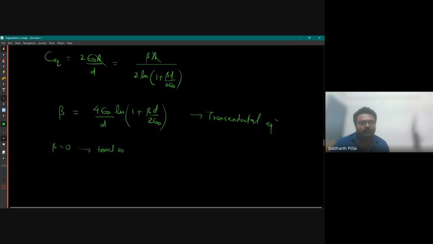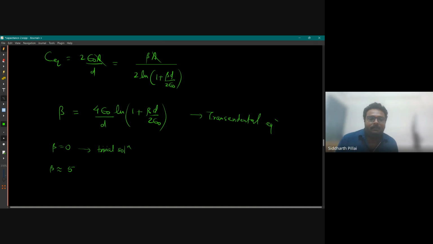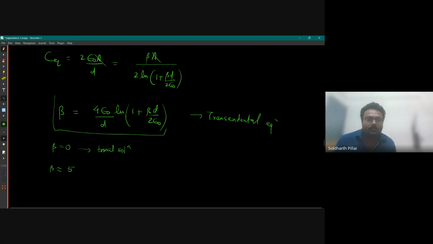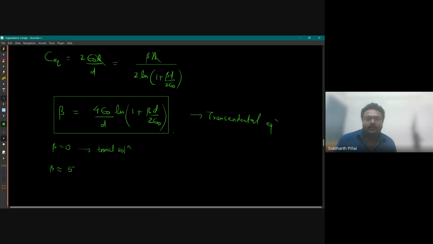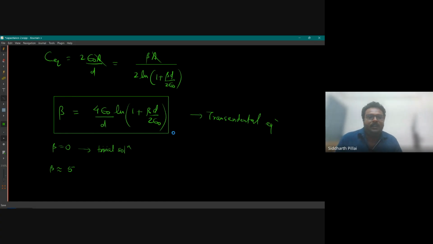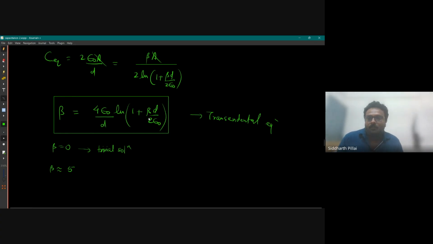So beta equals 0 is a trivial solution. And there's a non-trivial solution which approximately gives you around 5 point something. But don't worry about that non-trivial solution. In your DPP also, the answer is just this equation. It's a transcendental equation. So you don't actually solve for beta. You just arrive at this equation and that's it.